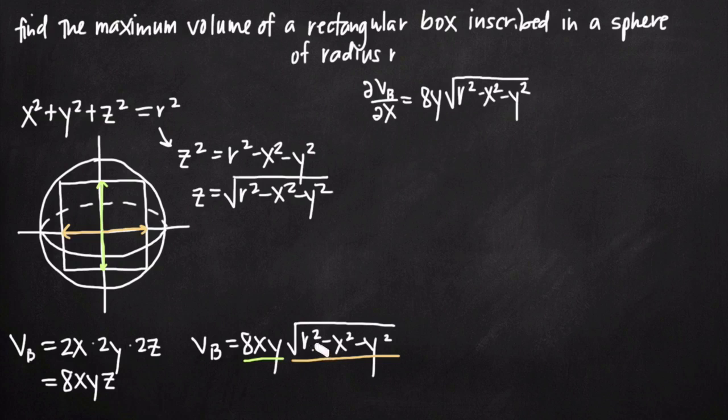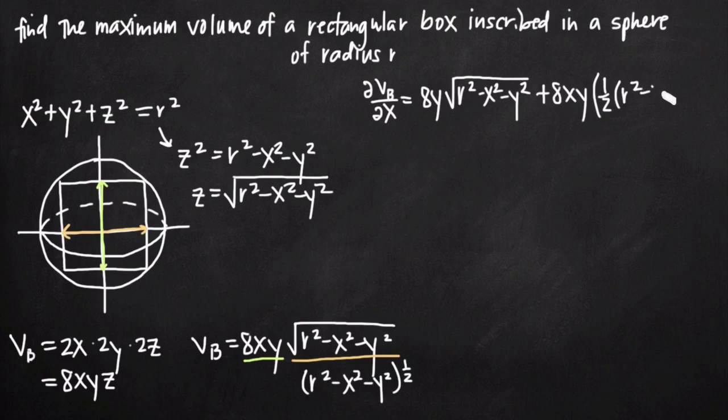Then we add to that the opposite situation. This time we're going to leave 8xy alone, so plus 8xy, and now we need to take the derivative of square root r squared minus x squared minus y squared. Well, let's pretend that instead of square root here, we have r squared minus x squared minus y squared raised to the 1/2 power, right, which is the same thing as the square root. We can use the chain rule to take this derivative. So when we do that, we bring that 1/2 exponent down in front. It becomes the coefficient. So 1/2 times r squared minus x squared minus y squared. We subtract 1 from the exponent to get the new exponent. 1/2 minus 1 is a negative 1/2, so negative 1/2.